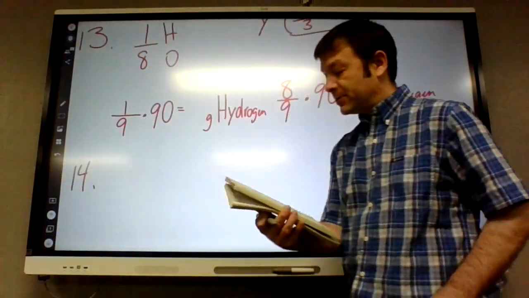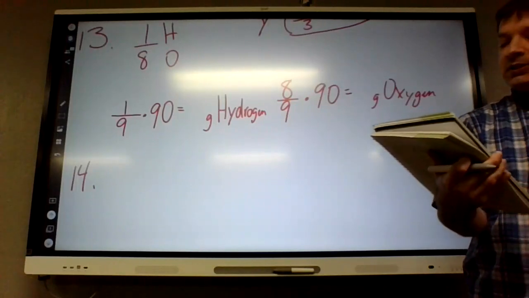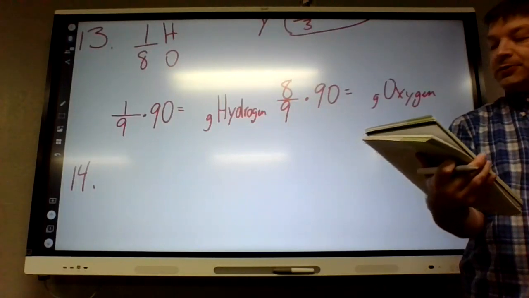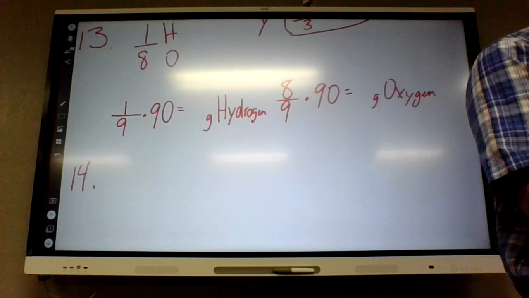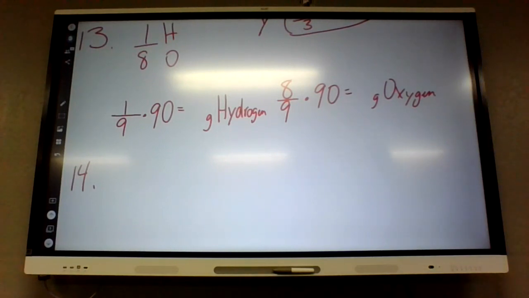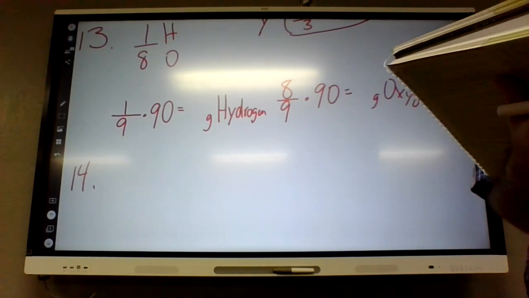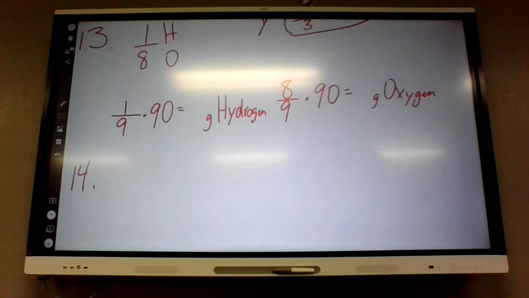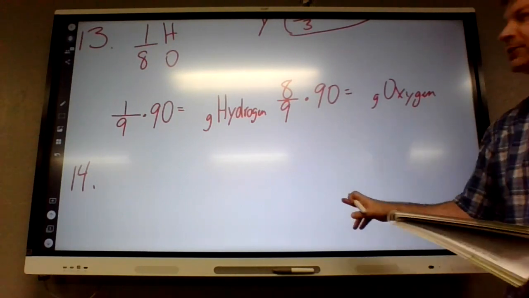On 14, this is a little more straightforward. What is the distance between two towns that are 5.25 inches apart on a map with a scale of 1 inch is 40 miles? What does it mean that the scale is 1 inch 40 miles? 1 inch. Right. 1 inch on the map is equal to 40 miles in real life.